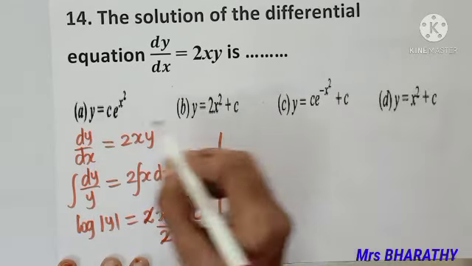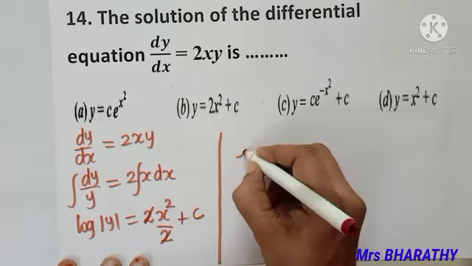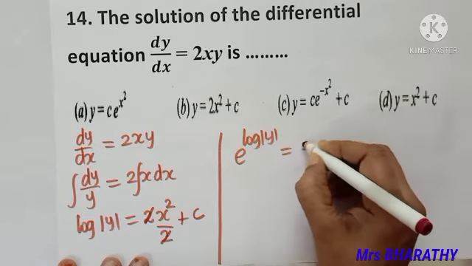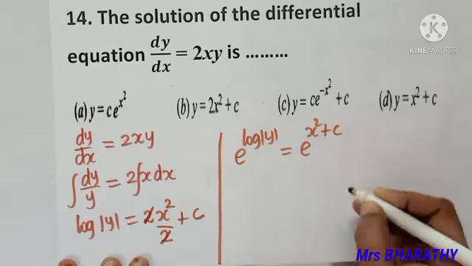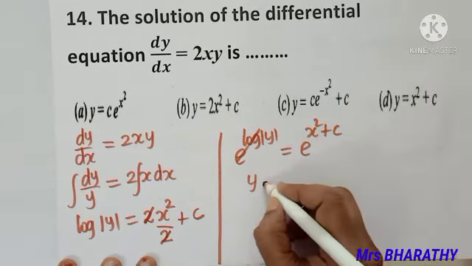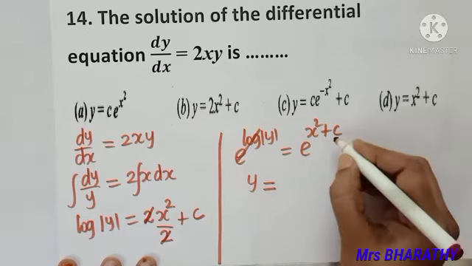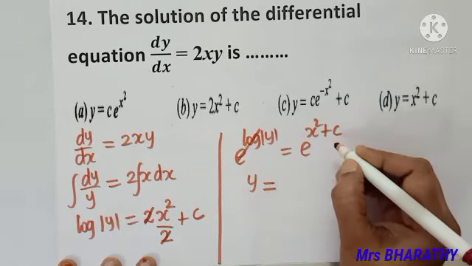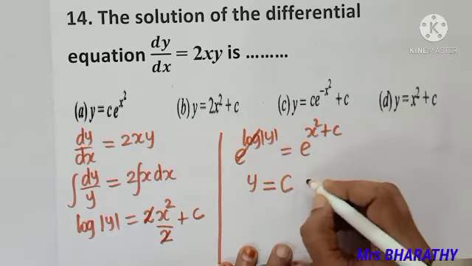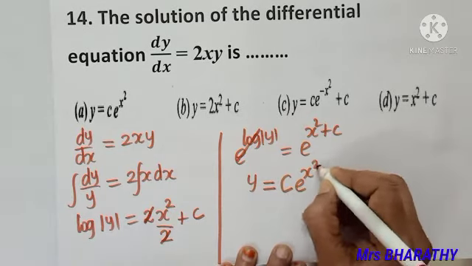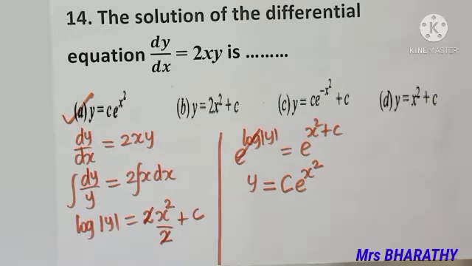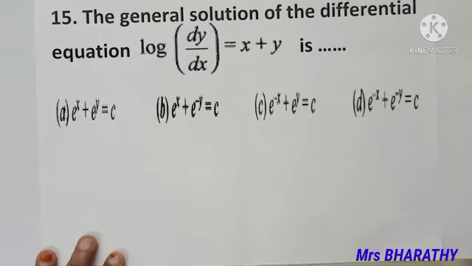But my options are not having logarithms, so raise it to e power. E power log y equals e power x square plus c. Cancelling e power log, we get y equals e power c, which is again a constant, so I can just say c e power x square. Out of the 4, option A is the right choice.